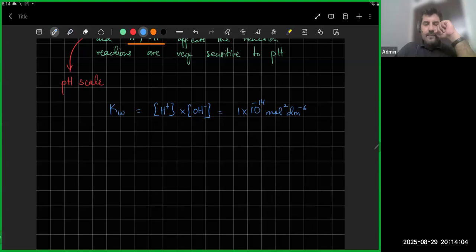Okay, so we have this. Now, this H plus 1 concentration could be very high. It could be very low as well. So let's say it could be high as well. It could be 0.1 mole per dm cube. That means the water is very, very acidic. If the water is alkaline, that means it's not going to have a lot of H plus one ions, right? So that means the concentration could be extremely low as well.